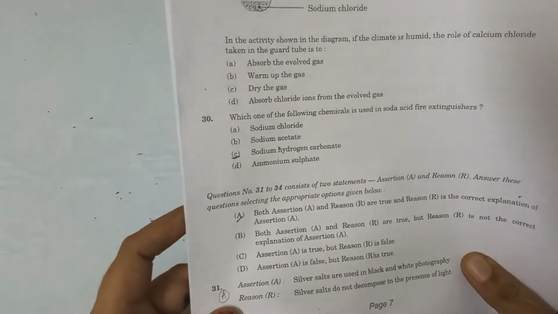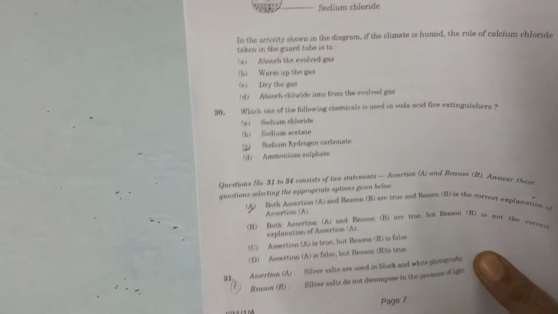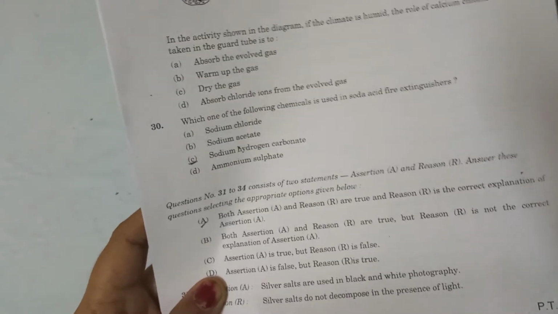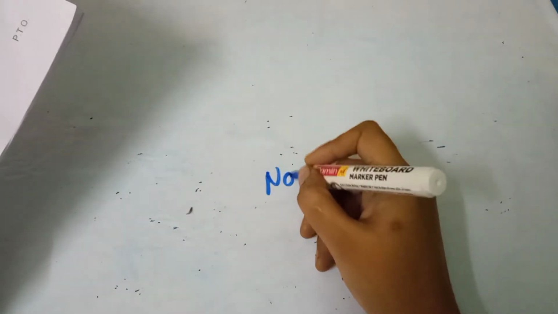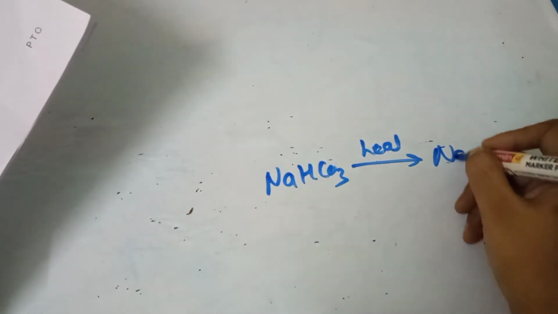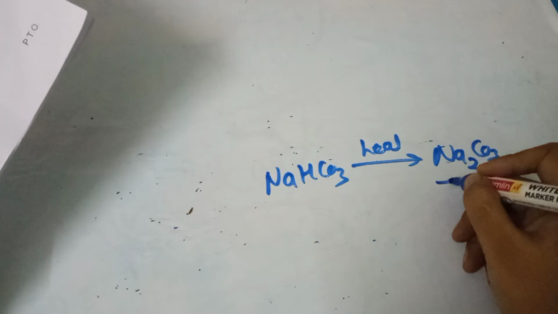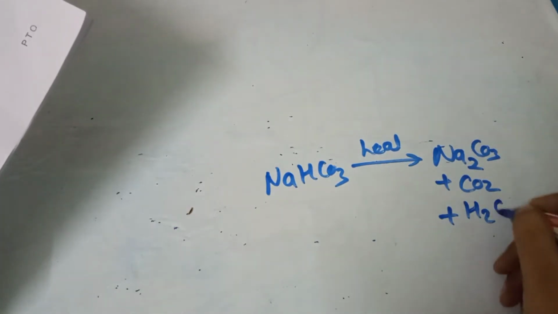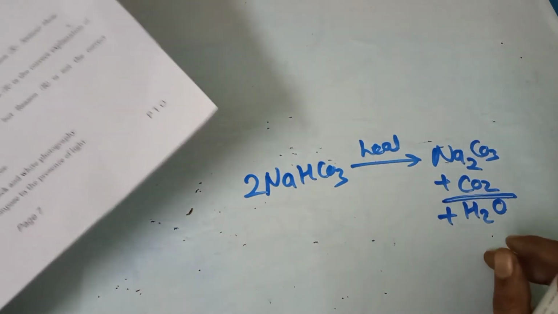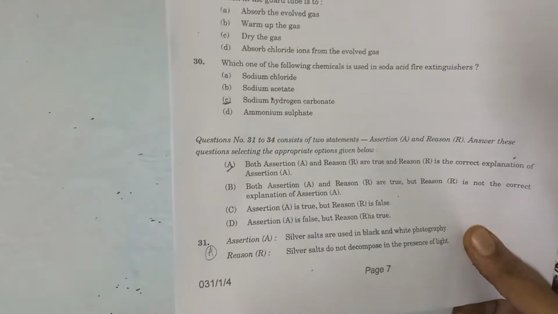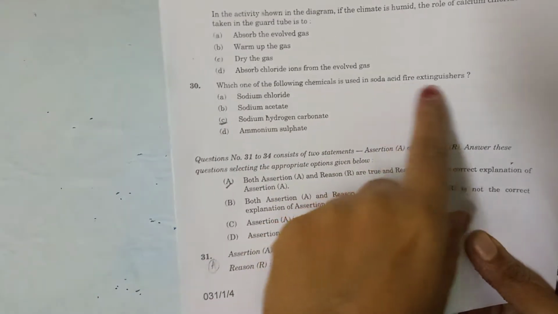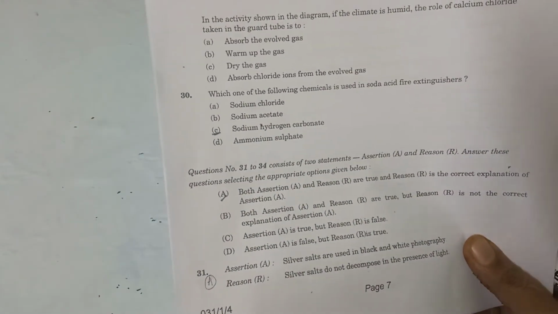In the 30th question, which one of the following chemicals is used in a solid soda acid fire extinguisher? We know sodium bicarbonate NaHCO3, when we heat it, gives Na2CO3 plus CO2 plus H2O. So this CO2 gas is used as the fire extinguisher. So sodium hydrogen carbonate is the chemical used for the soda acid fire extinguisher.